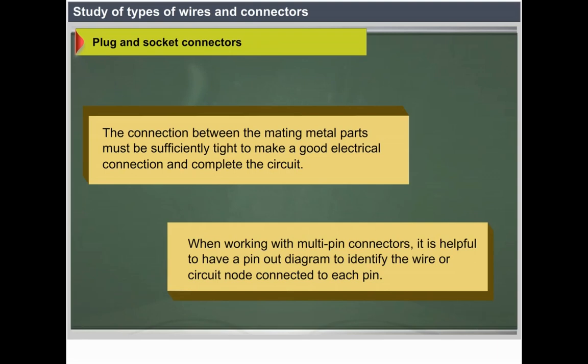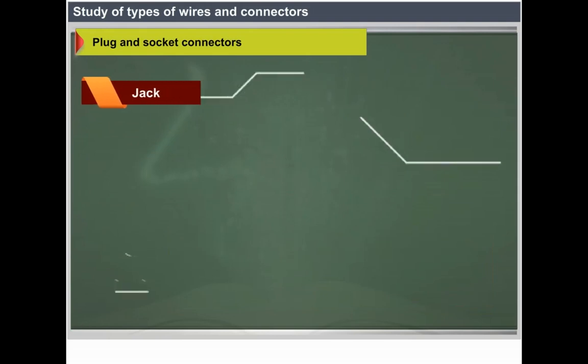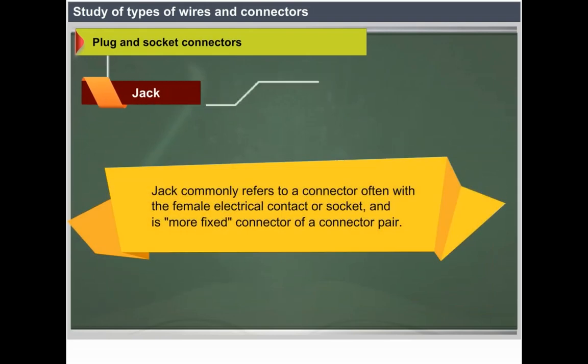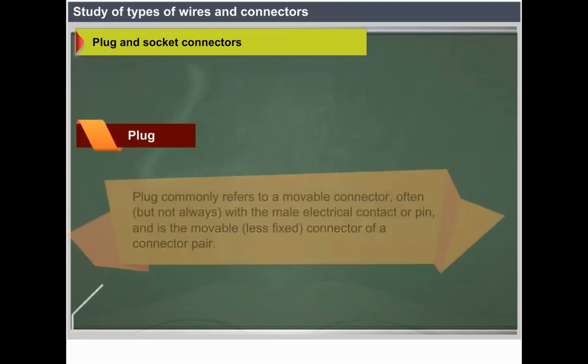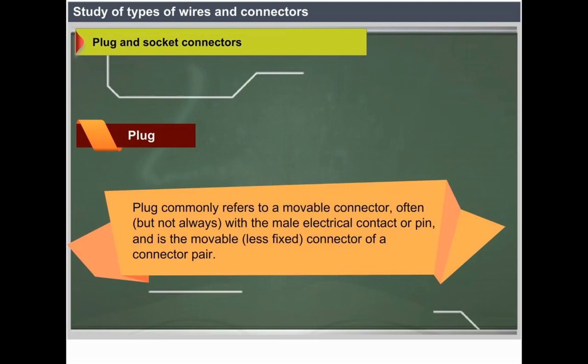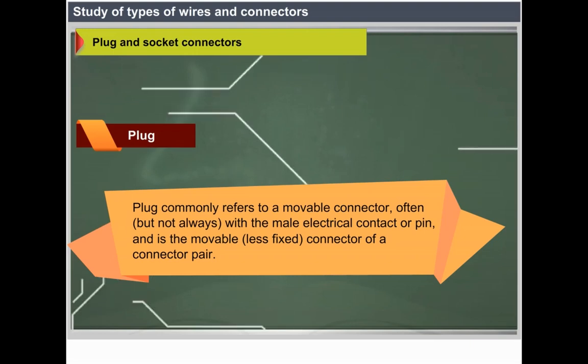When working with multi-pin connectors, it is helpful to have a pin-out diagram to identify the wire or circuit node connected to each pin. Jack. Jack commonly refers to a connector, often with a female electric contact or socket, and is the more fixed connector of a connector pair. Plug. Plug commonly refers to a movable connector, often but not always, with a male electrical contact or pin, and is the movable, less fixed connector of a connector pair.